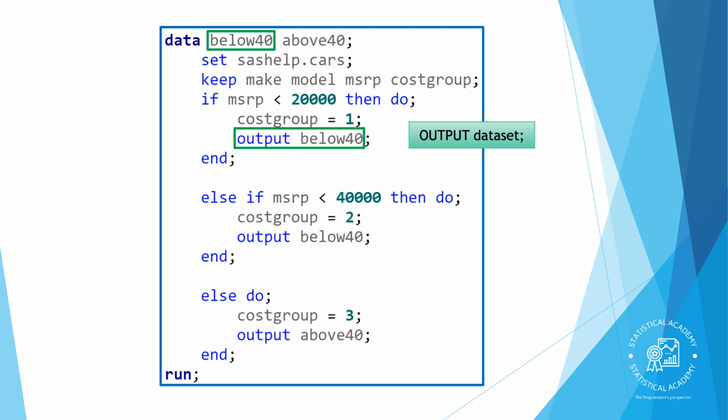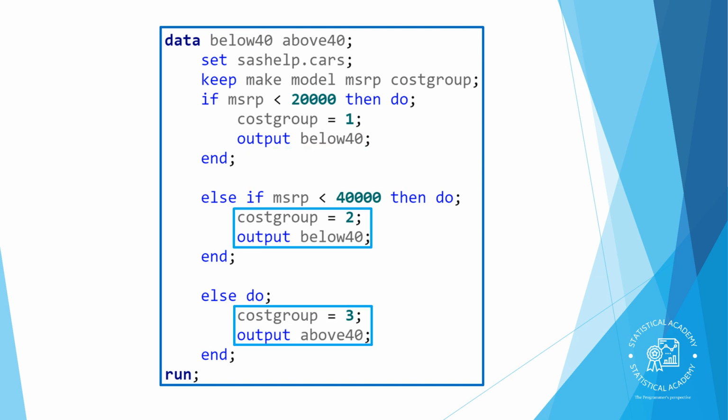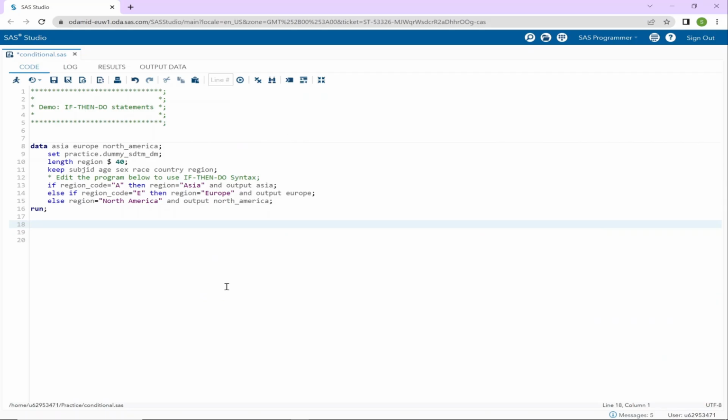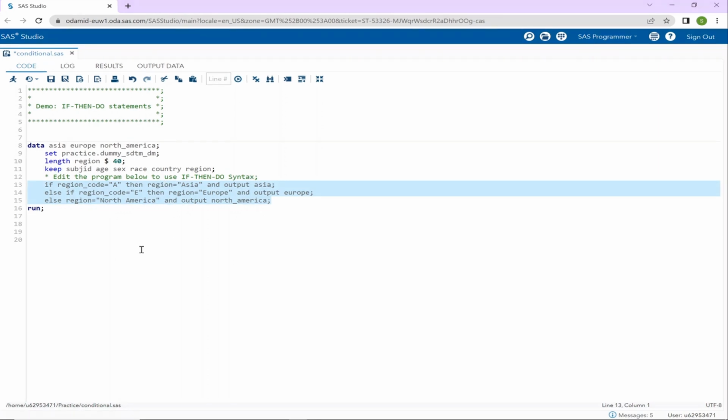Just remember that because these statements execute in sequence, the output statement must come last in the do group. The remaining conditions include statements to assign a different value to cost group and output to either the below 40 or above 40 datasets. In this program, we will use if then do syntax to execute multiple statements for each condition. So you'll notice that in these three if and else statements, we are looking at the value of region code. And based on the value of region code, I wanted to execute two statements.